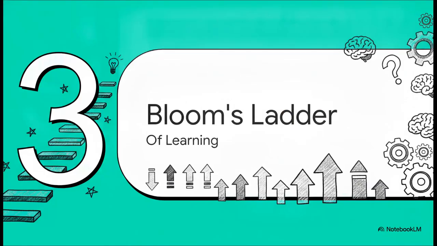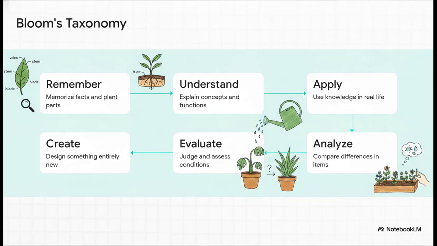And this brilliantly illustrates what we're going to talk about next, Bloom's ladder of learning. So this 6-step ladder shows how learning actually evolves in the brain. Let's walk up these steps using that plants example from earlier. The very bottom step is remember. This is just basic memorization, like knowing the words roots, stem, leaf.